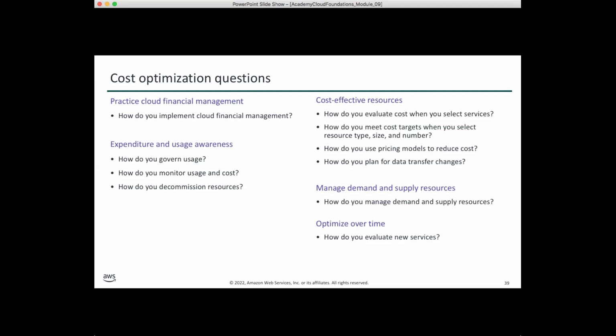Another best practice area is to manage demand and supply resources. How do you manage demand and supply resources? So we should have an answer to that. How do you evaluate new services? Also, that is for optimization over time.